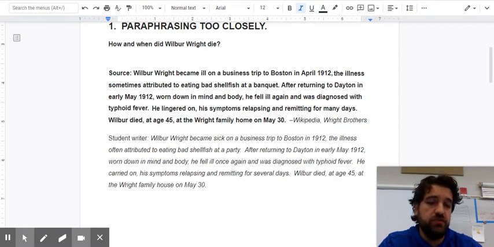That is an example of plagiarism. It's not straight copying and pasting, which is what people think about when they talk about plagiarism, but it is still a form of plagiarism. So when you paraphrase too closely, that is something you do not want to do.